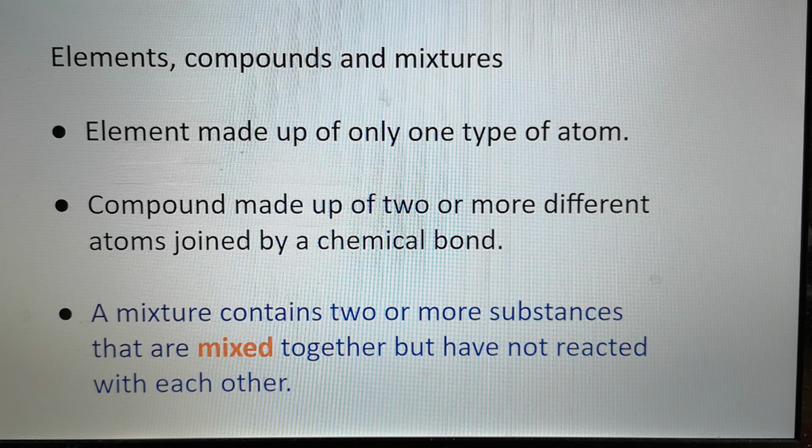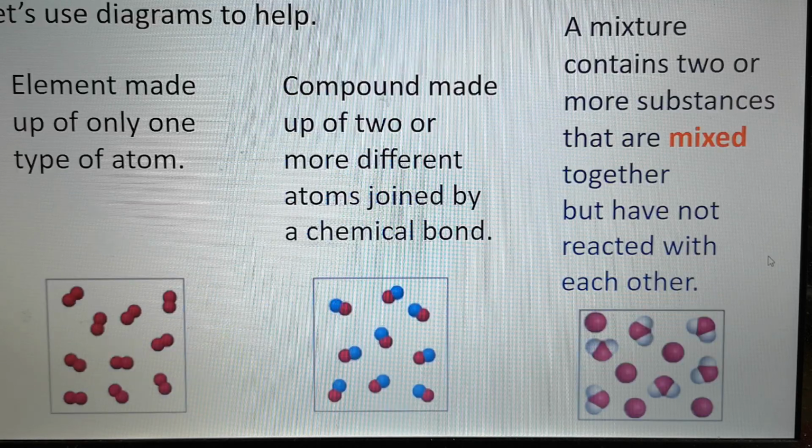And this is why you can separate a mixture. Because there hasn't been a chemical reaction, because those bonds haven't formed, they're really easy to separate. Once you have a chemical reaction and bonds form, it becomes more difficult to separate the elements out. So we can think of these in diagrams. We're going to be doing more of this in the next lesson.